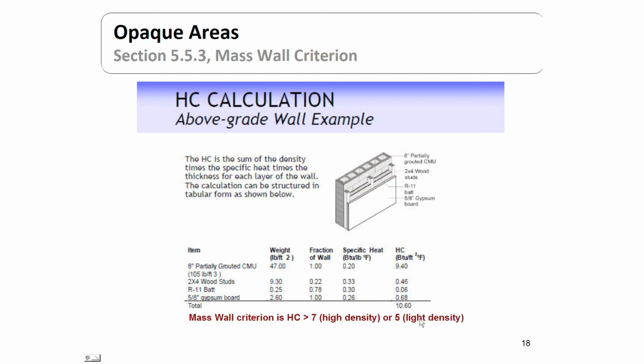If your wall happens to have light density materials, such as straw bale walls or something like adobe, something like that, lightweight materials, the criterion is only 5, so that particular lightweight wall would have to have a heat capacitance of 5. And in the table then that gives you a certain leniency based on whether it's a mass wall or not.